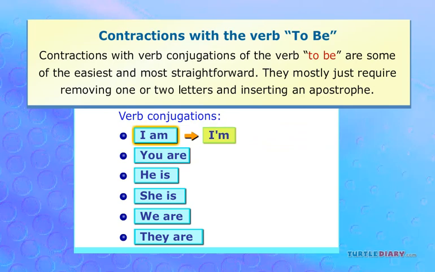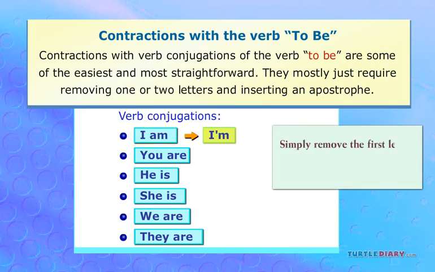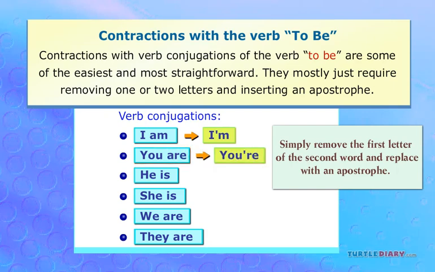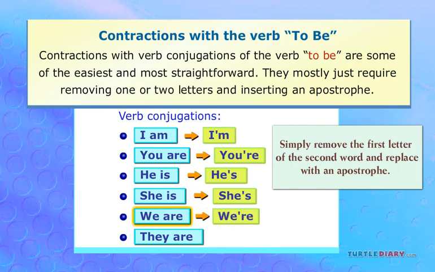Let's repeat this for the rest of the to be conjugations. Simply remove the first letter of the second word and replace with an apostrophe. You are. You're. He is. He's. She is. She's. We are. We're. They are. They're. That was easy.